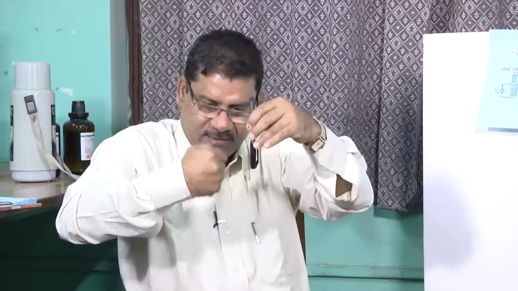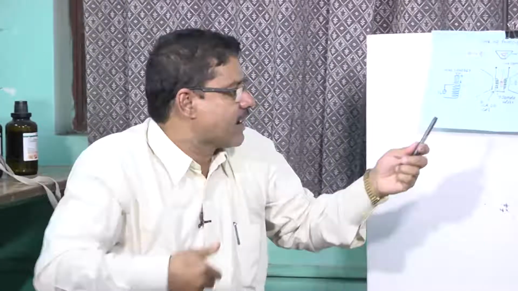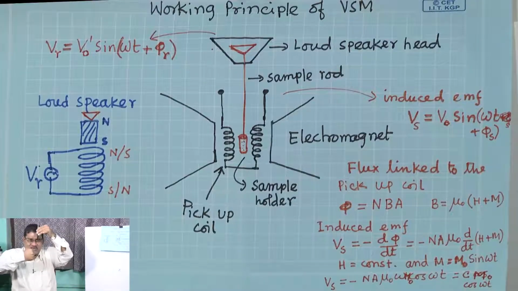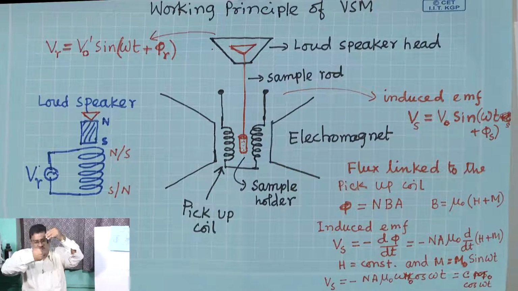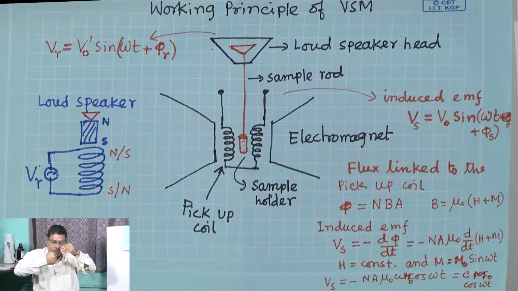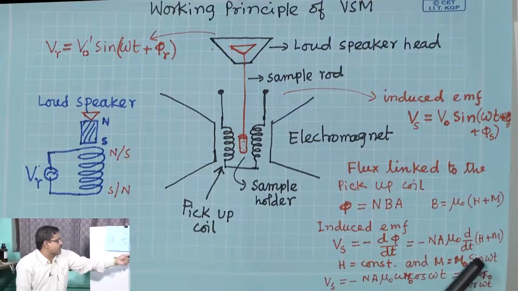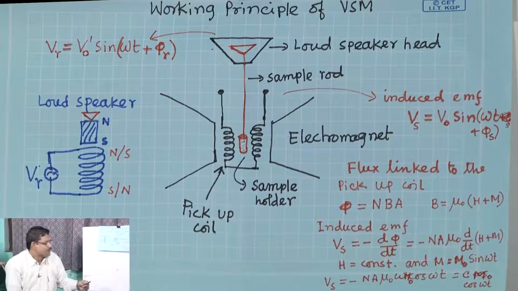sinusoidally and this coil will see m0 cos omega t. But it can be sin omega t, depending on where you are starting from. If your starting point is from here, then it will be sin omega t. If starting point is from here, it will be cos omega t. So, it does not matter. Here I have written sin omega t, but one can write cos omega t.